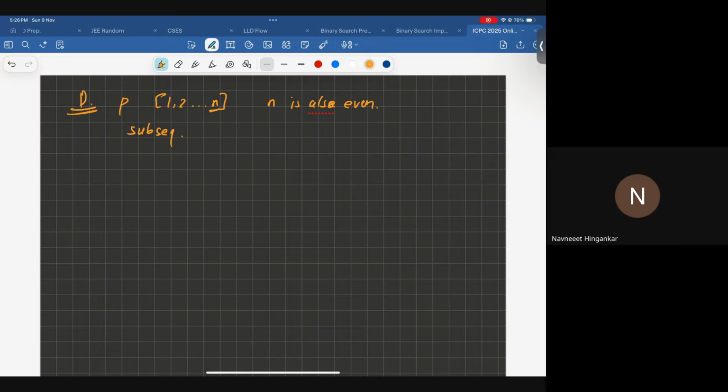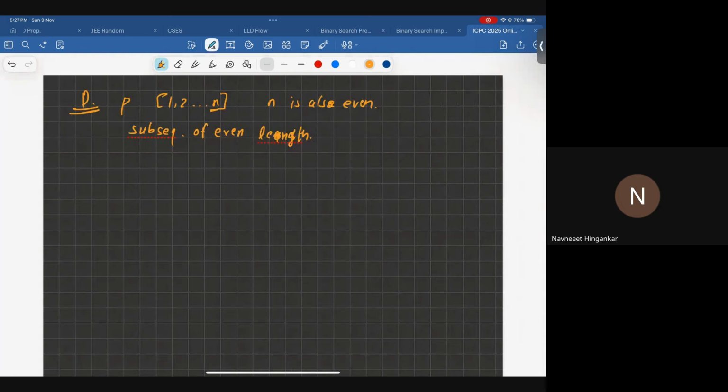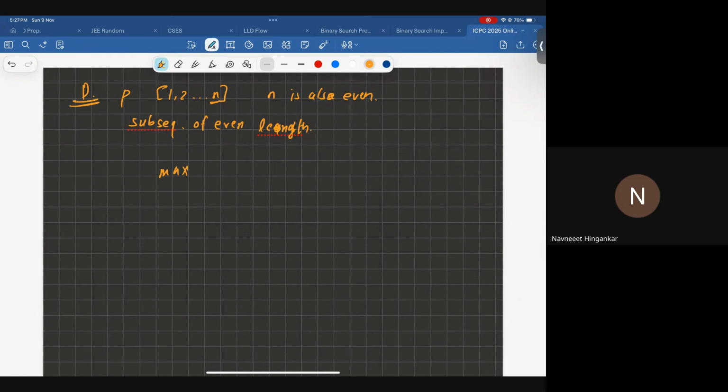Select a subsequence of even length. Any length it could be, except for 0, right? Subsequence of even length, and the condition should be max is less than mean, or mean is greater than max. Oh, what does it mean exactly?